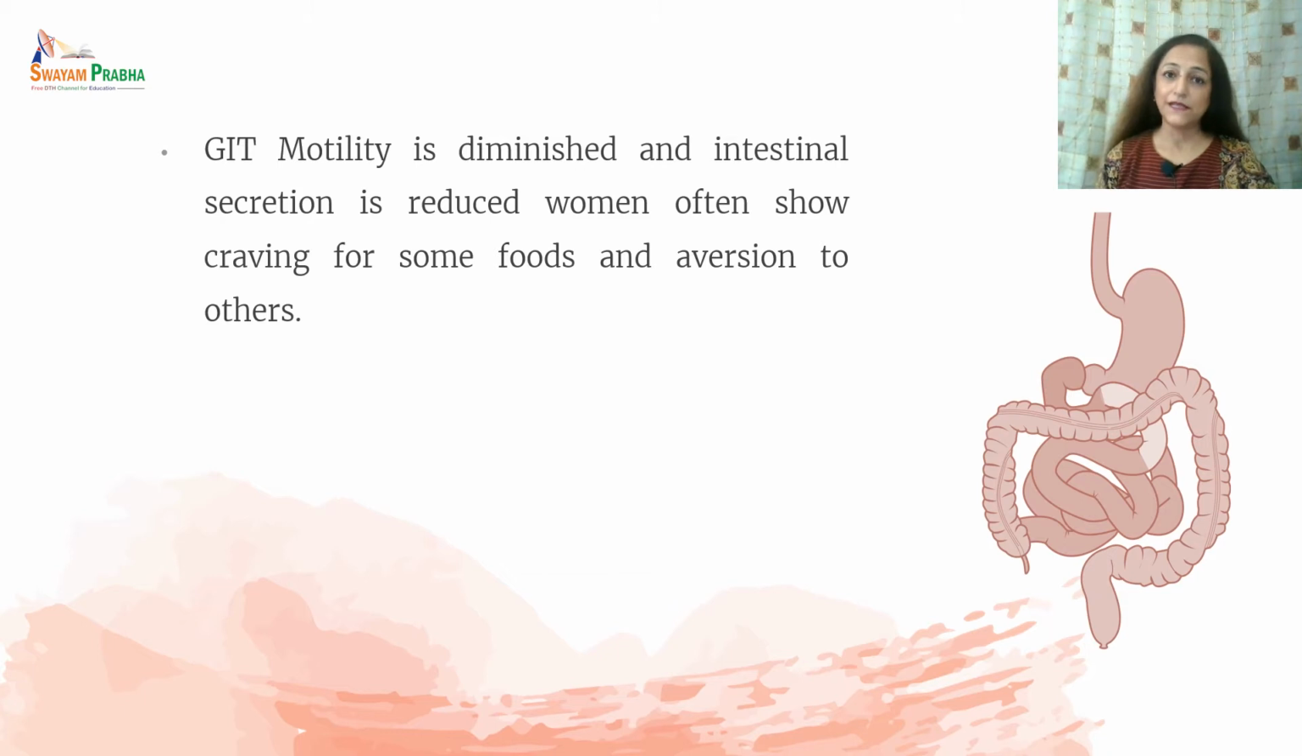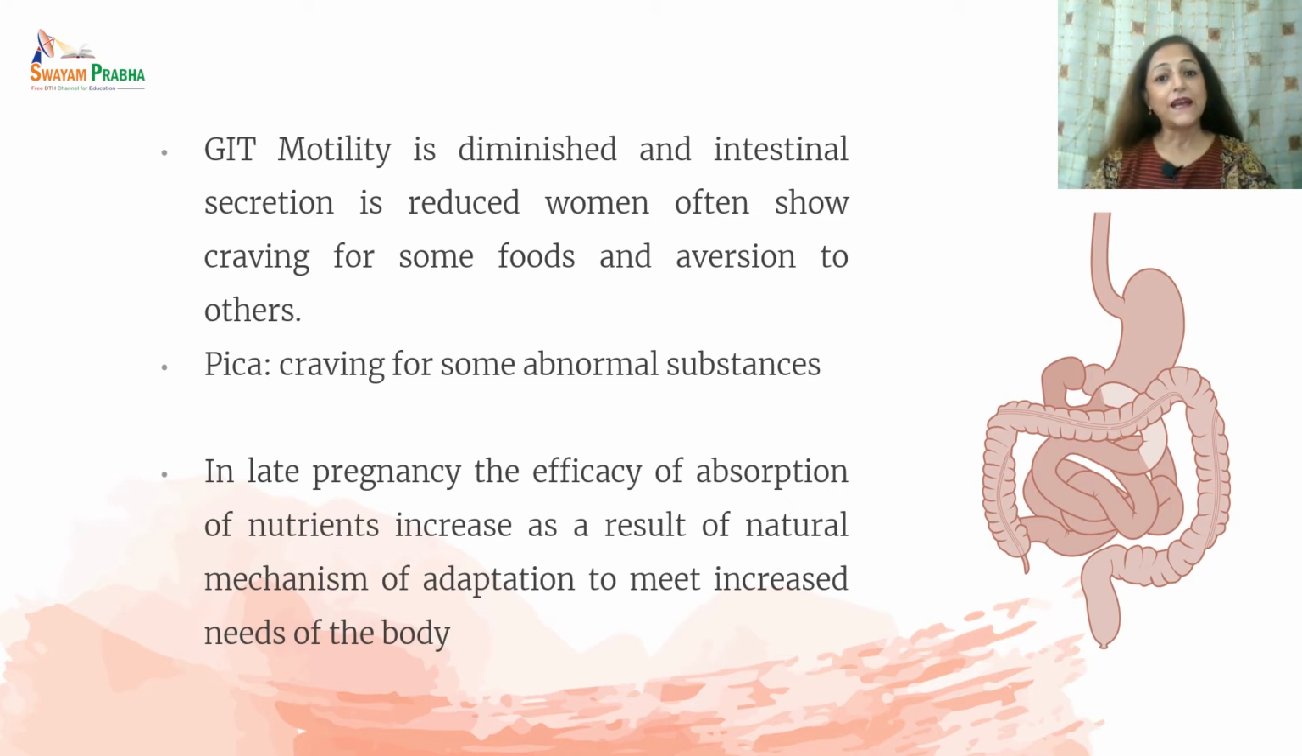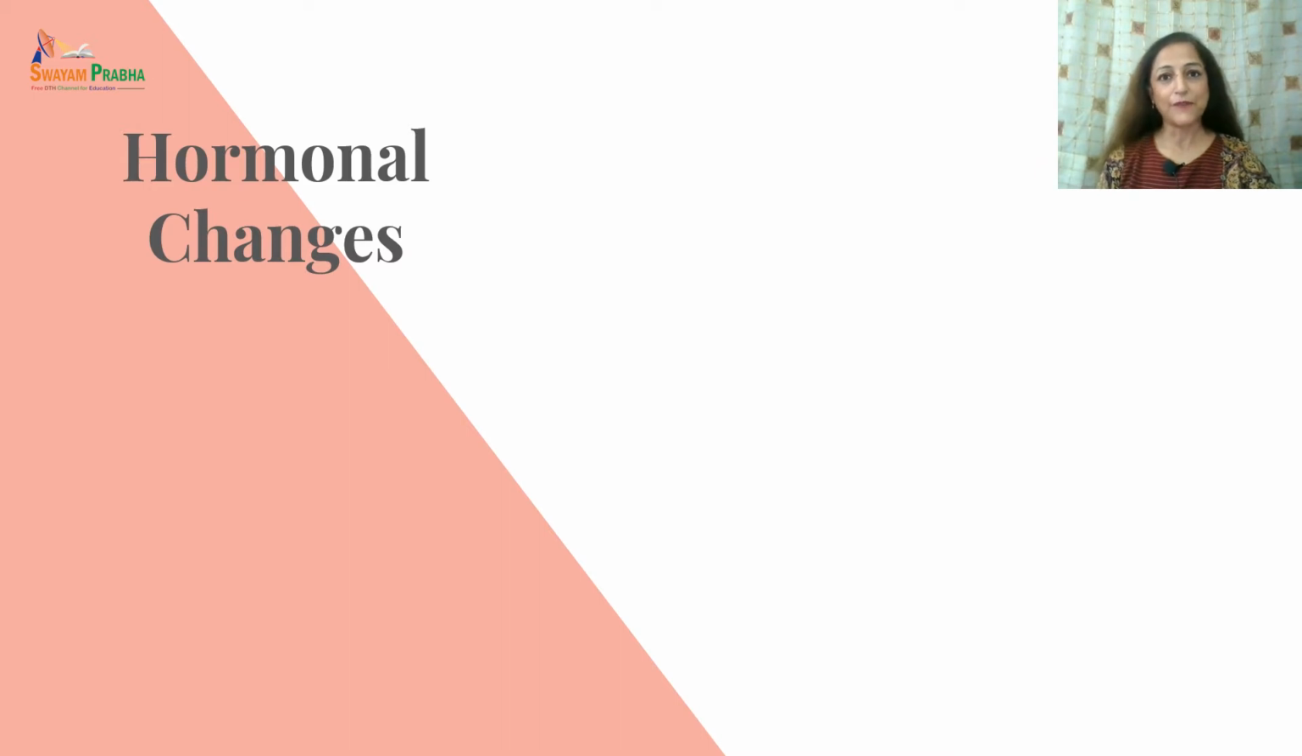The intestinal motility is also diminished due to various hormones, and the intestinal secretions are also reduced. It has been observed that the pregnant woman often shows craving for some foods and aversion to some kinds of foods. Some women even have cravings for abnormal substances such as clay or starch, and this habit is known as pica. And in late pregnancy, the efficiency of absorption of certain nutrients, such as iron, vitamin B12, and calcium, is enhanced, which is a natural mechanism of adaptation to meet the increased need of the mother's body. Let's talk about various hormonal changes happening during this phase.